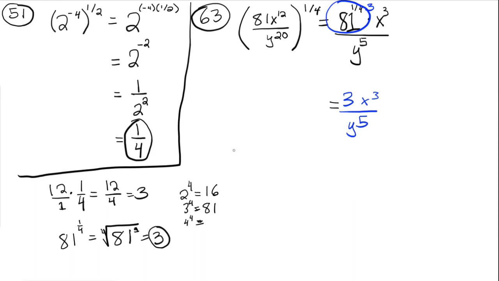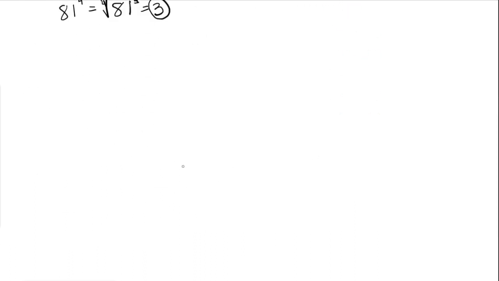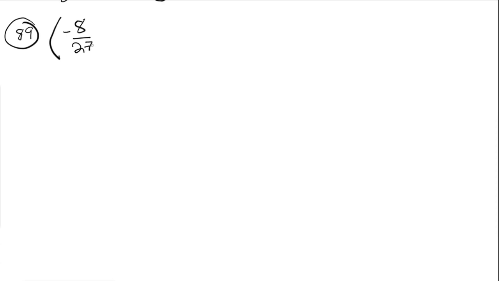Okay, and then the last problem we'll do, maybe I should scroll down here a little bit. The last problem is problem 89. And that is negative 8 over 27 raised to the 2/3 power. Okay, so this one we're going to do slightly differently than I did the last problem. Although you could do it the same way I did the other problem, it's good to have different options.